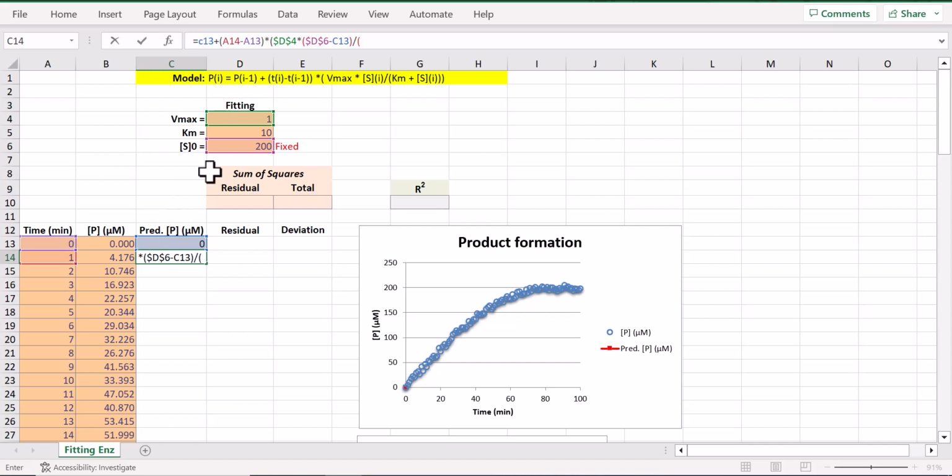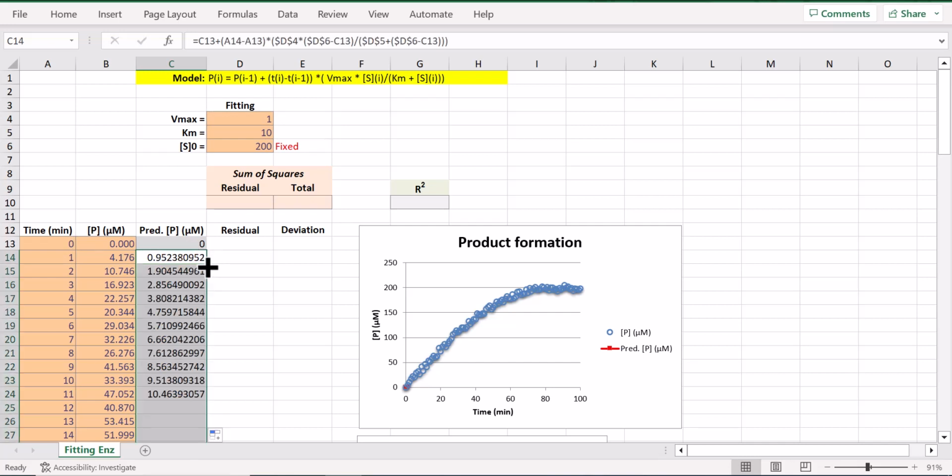So Km is given by D5 absolute plus concentration of substrate remaining, so the initial concentration absolute minus the amount of product formed up to the last time point. Now when I double click the lower right hand corner, it fills in all of the cells, and you can see that I already set up this graph to show the predicted values.